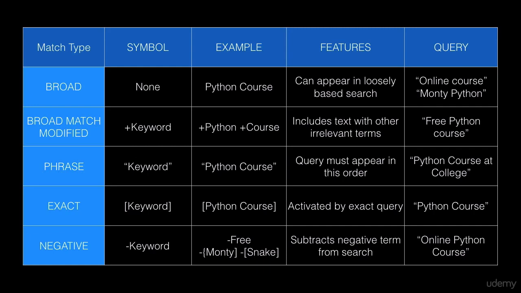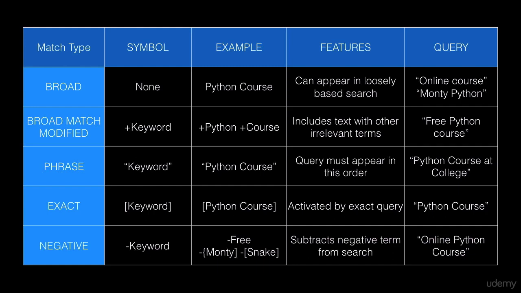Negative keywords. Now negative keywords remove keywords from the query. So if I type in -free, then anybody who searches for free Python course will not activate my ad because I have told Google to take away that word. If I put -Monty and somebody searched for Monty Python, the word Monty wouldn't show. If I put -snake, then Python snakes cannot show.